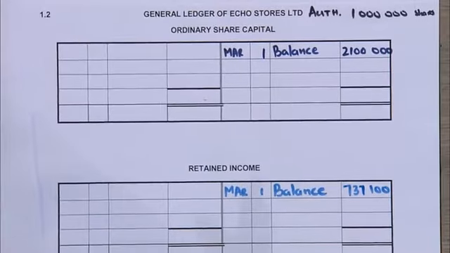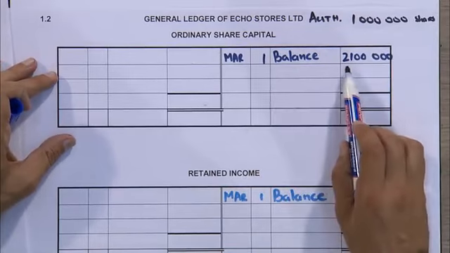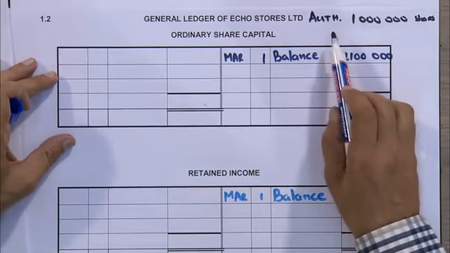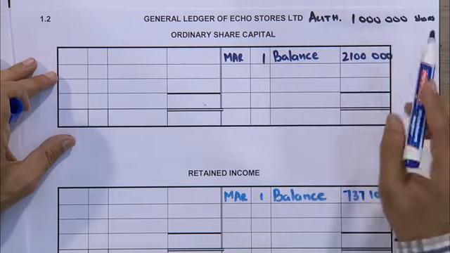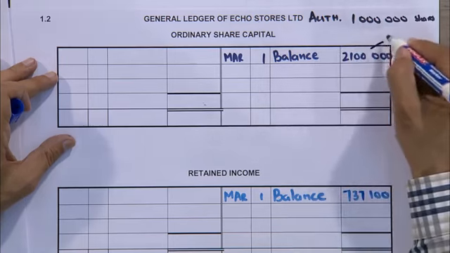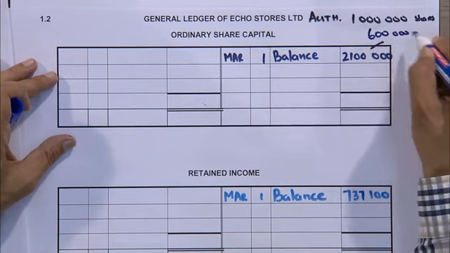So what I did quickly, I just filled in the opening balance for capital, which is 2,100,000, and it says there they were authorized to issue 100 million. But that consists of 600,000 shares.